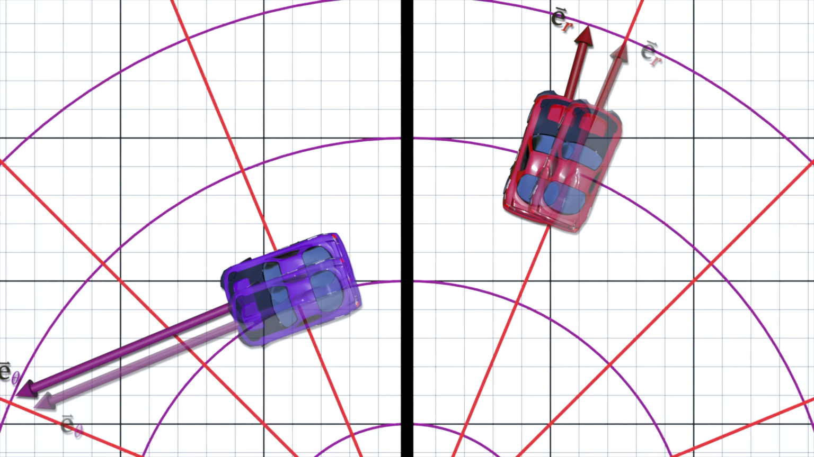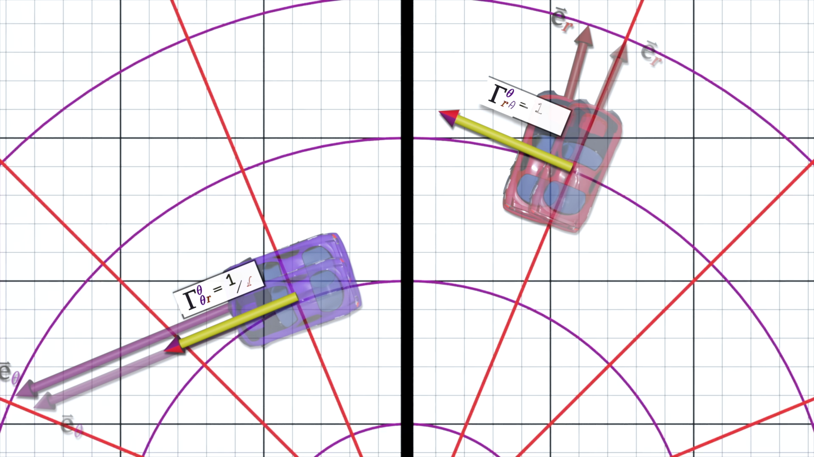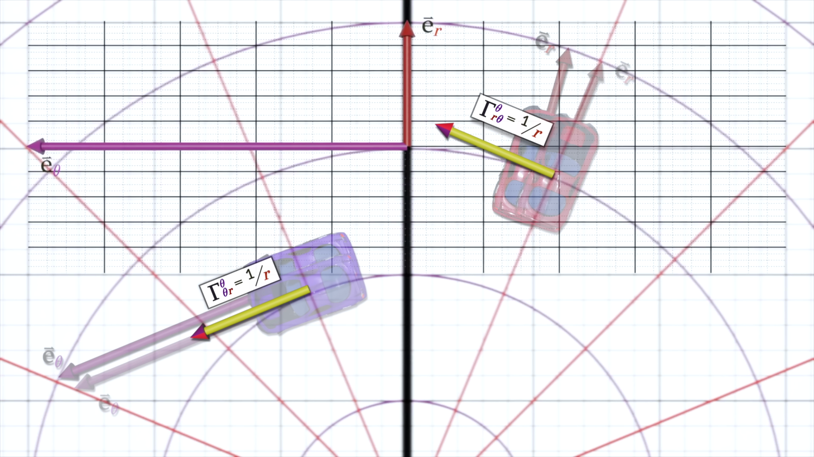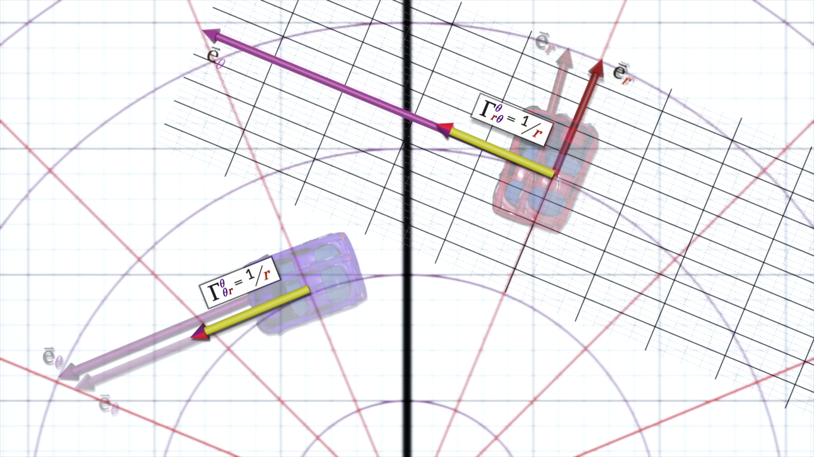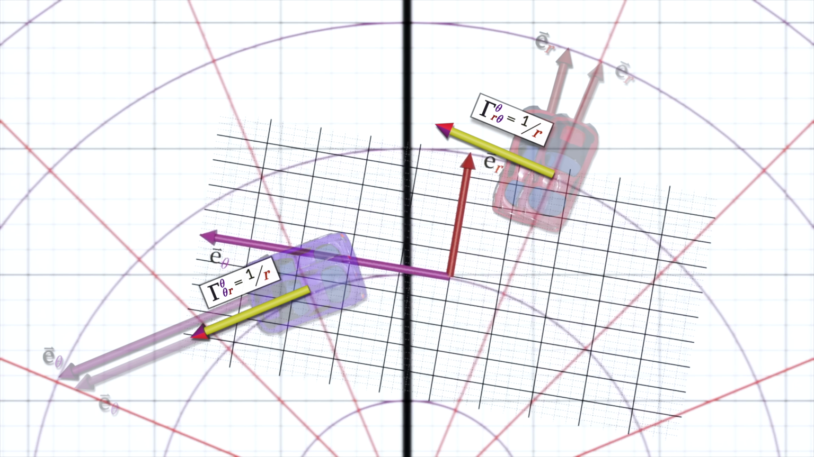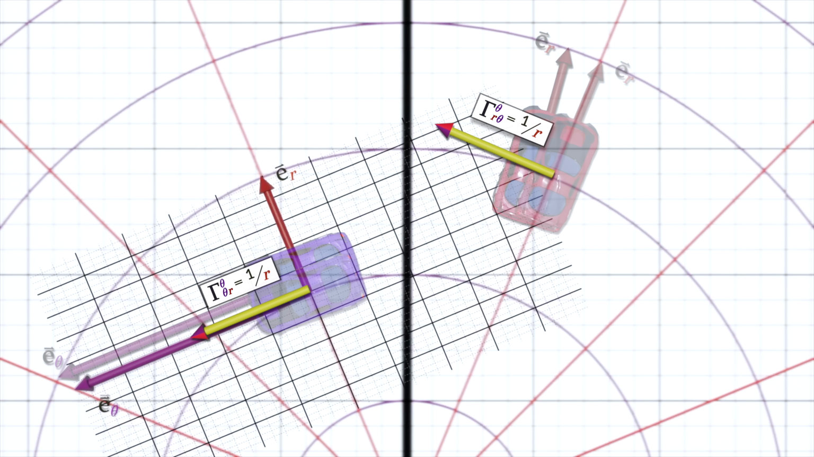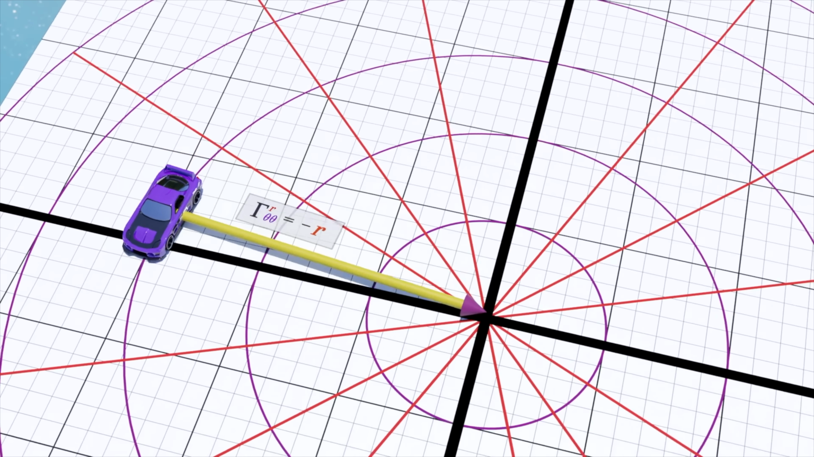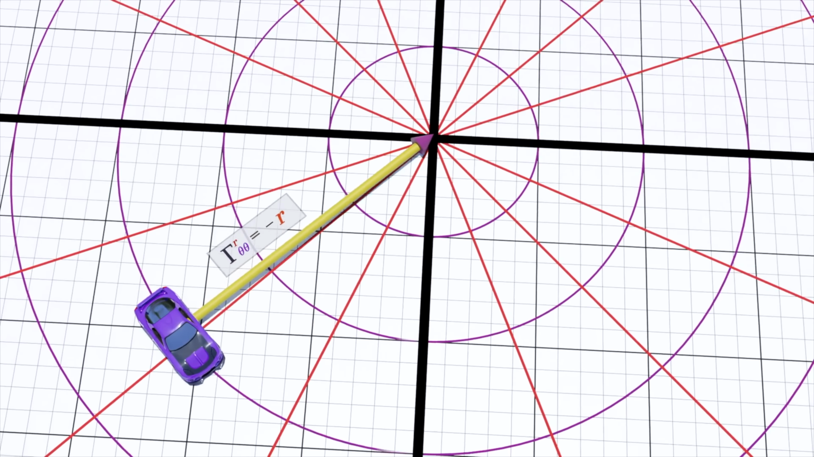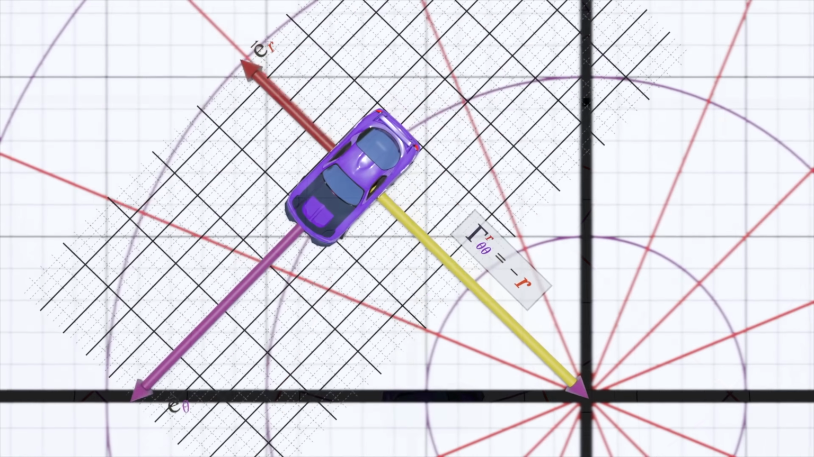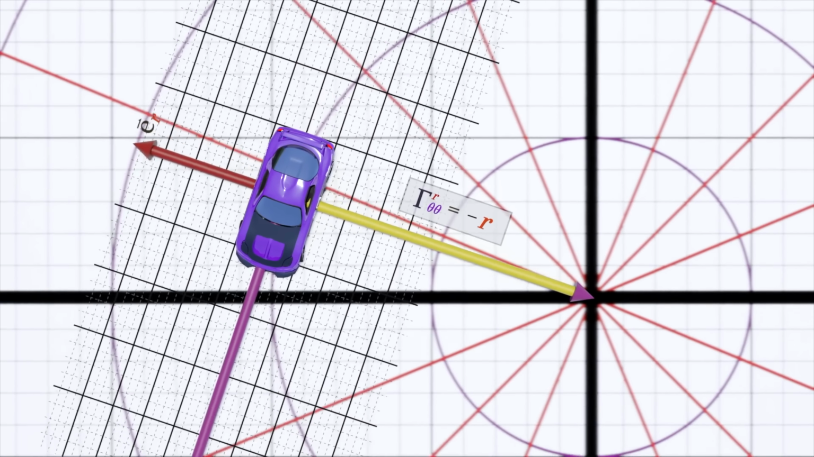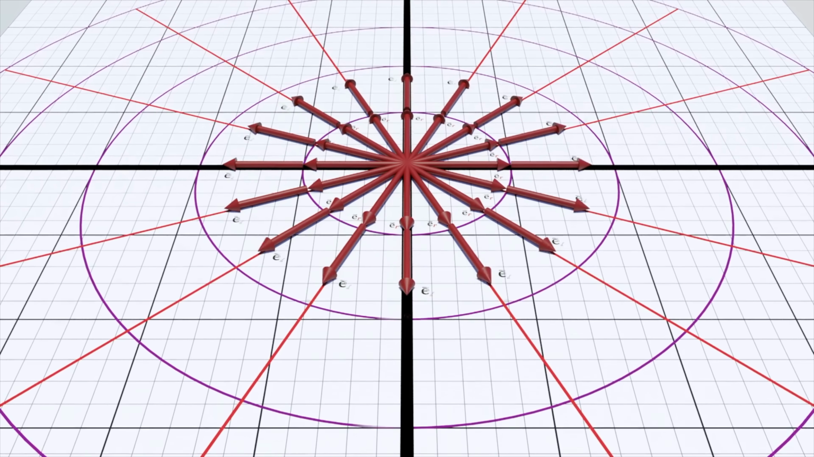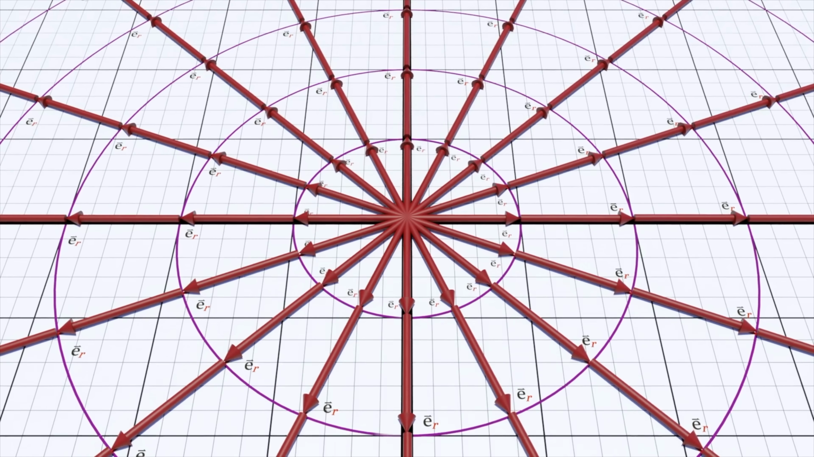Again, the Christoffel symbols are all expressed relative to the polar basis, which changes from point to point across our Euclidean space. Now, the reason the minus r Christoffel symbol has the same magnitude as its corresponding acceleration vector does in Euclidean space is because the radial basis vector does in fact not change, and has the same length everywhere as a Euclidean basis vector.